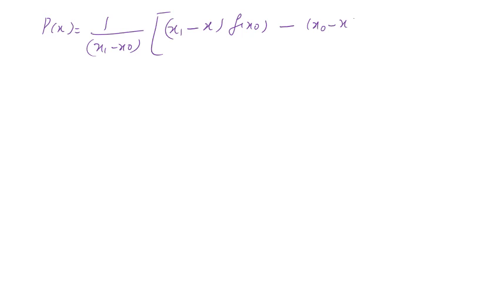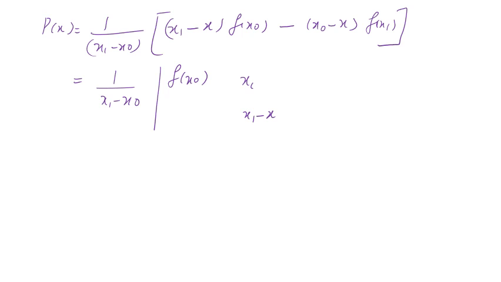P of x equal to, I'm taking 1 by x1 minus x0 common, then this becomes x1 minus x into f of x0, taking minus common, plus x0 minus x into f of x1. It's the same polynomial, I'm just manipulating the terms. This can be written as a determinant: f of x0, x1 minus x0 minus x, f of x1, in determinant format, right? This into this minus this into this.